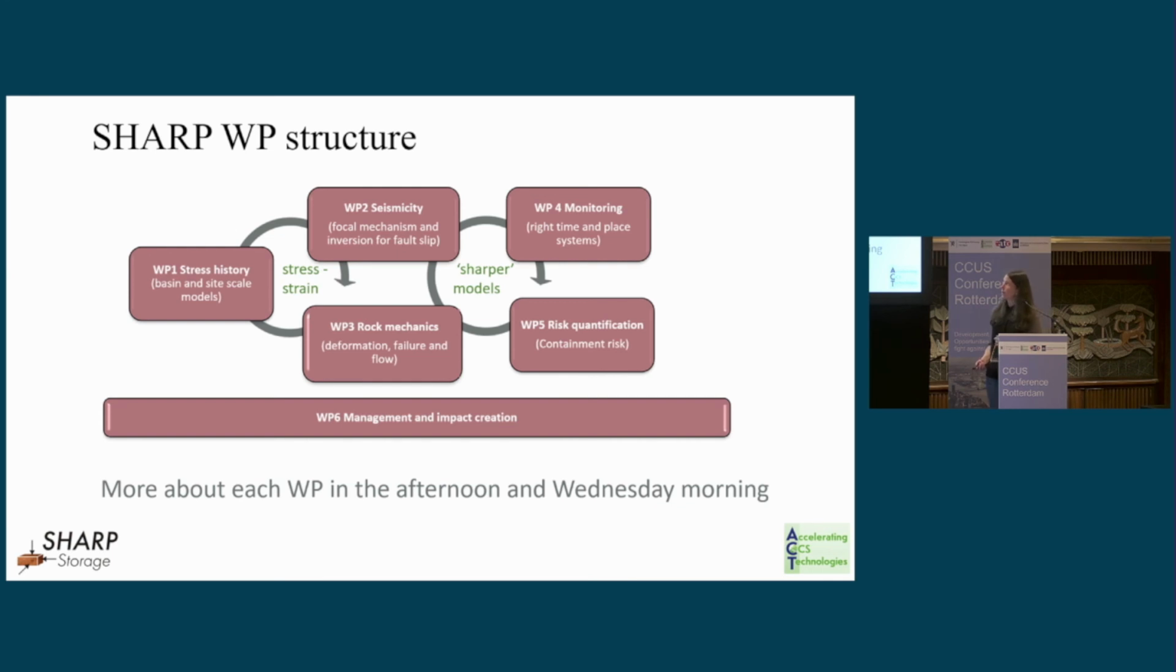So this is the work package structure. We have 3 work packages: scientific topics of stress history, seismicity, and rock mechanics, investigating stress-strain relationships. And it's not a straightforward workflow. It's a kind of interaction and integration of these 3 areas. And then these 3 areas will again be integrated with monitoring and risk quantification methods to create sharper models, so that we can do monitoring at the right time, right place.